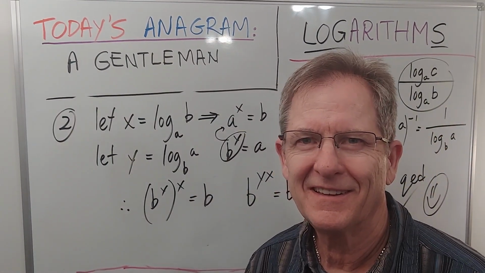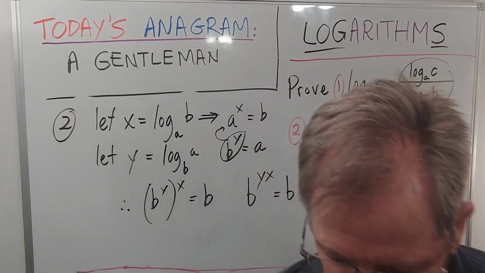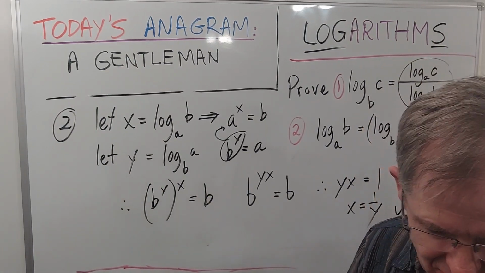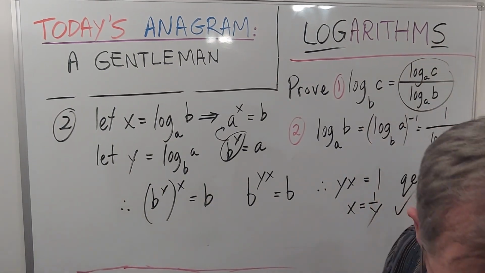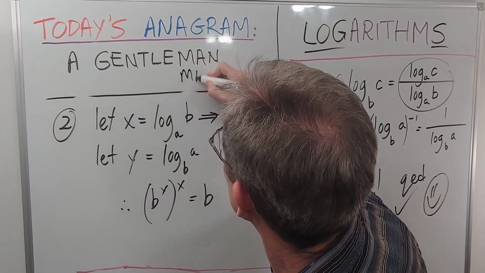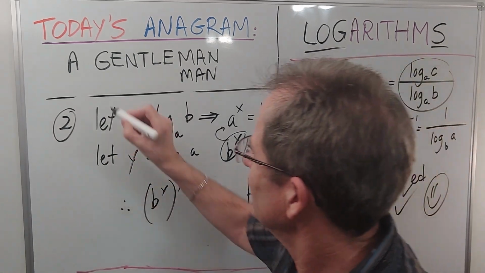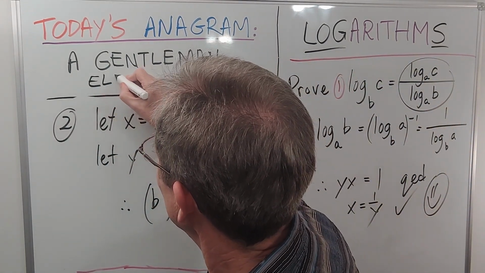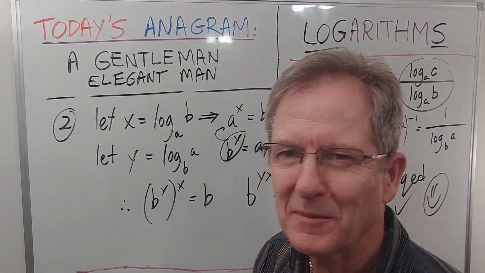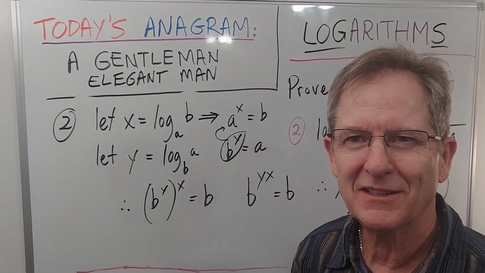Okay, to finish up, what is the anagram for gentleman? Well, I'll give you a hint. It is some kind of a man, and it is an elegant man, without the an. Match up the letters and you will see.